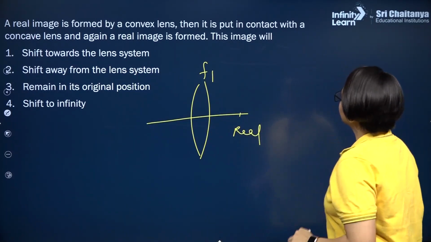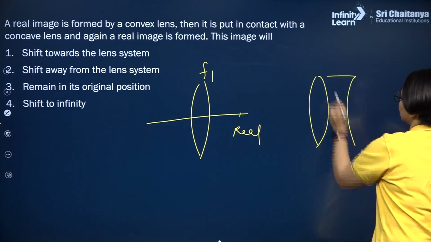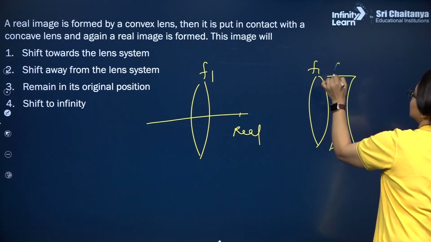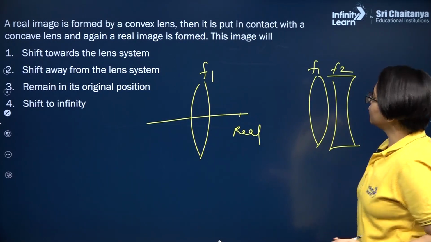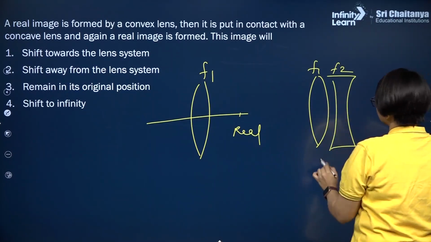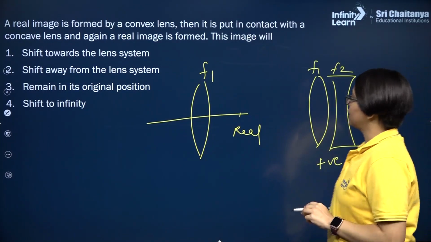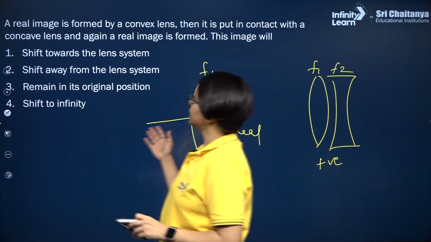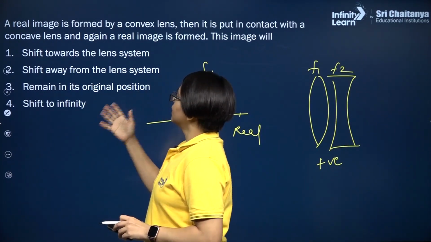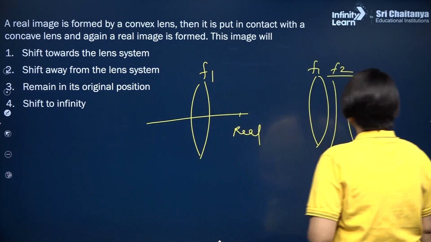Then it is put in contact with the concave lens. We are putting it with the concave lens over here. Then again a real image is formed. That means the effective focal length of this system is coming out as positive, right? The image will shift towards the lens system, shift away from the lens system, remain in its original position, or shift to infinity.